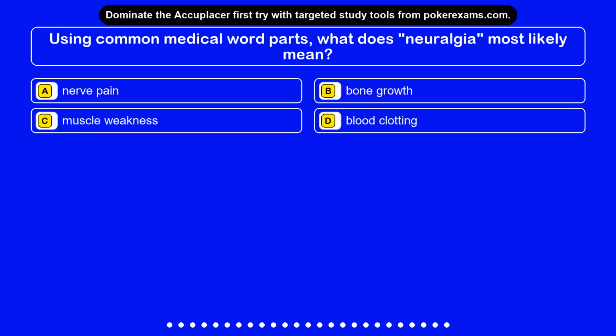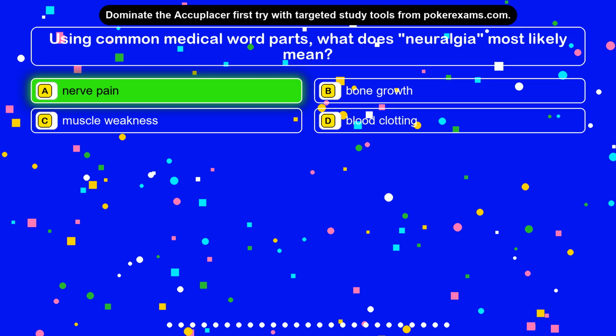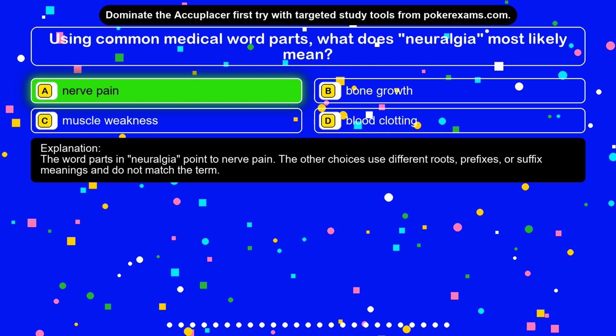Question 23. Using common medical word parts, what does neuralgia most likely mean? Option A, nerve pain. Option B, bone growth. Option C, muscle weakness. Option D, blood clotting. The correct answer is option A, nerve pain. The word parts in neuralgia point to nerve pain. The other choices use different roots, prefixes, or suffix meanings and do not match the term.